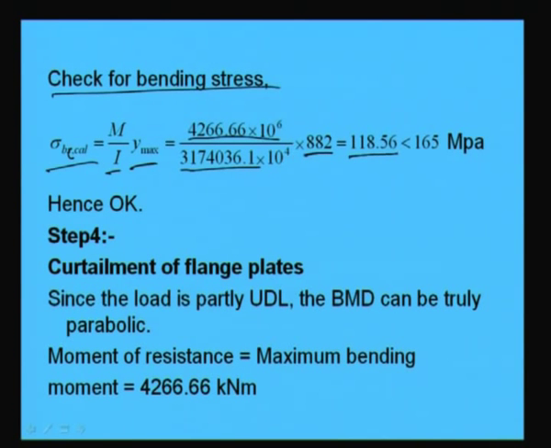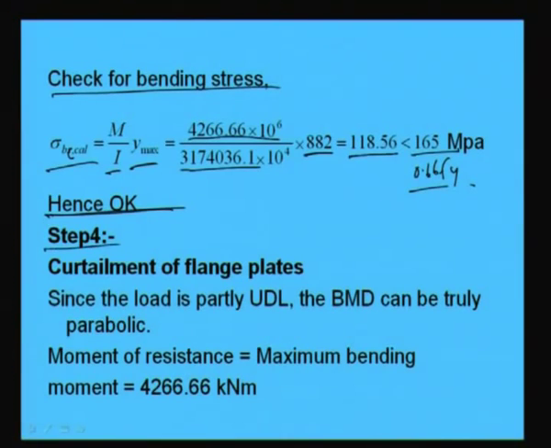So, the value is coming 118.56, which is less than the value 0.66 Fy, that is 165 MPa. So, from the bending stress point of view, this is okay. So, the flange whatever we have chosen for the girder is quite okay, because it is below the permissible limit. The developed stress in compression or in tension due to bending is under the permissible limit, that is less than 165 Newton per millimeter square. So, in this way we can check it.